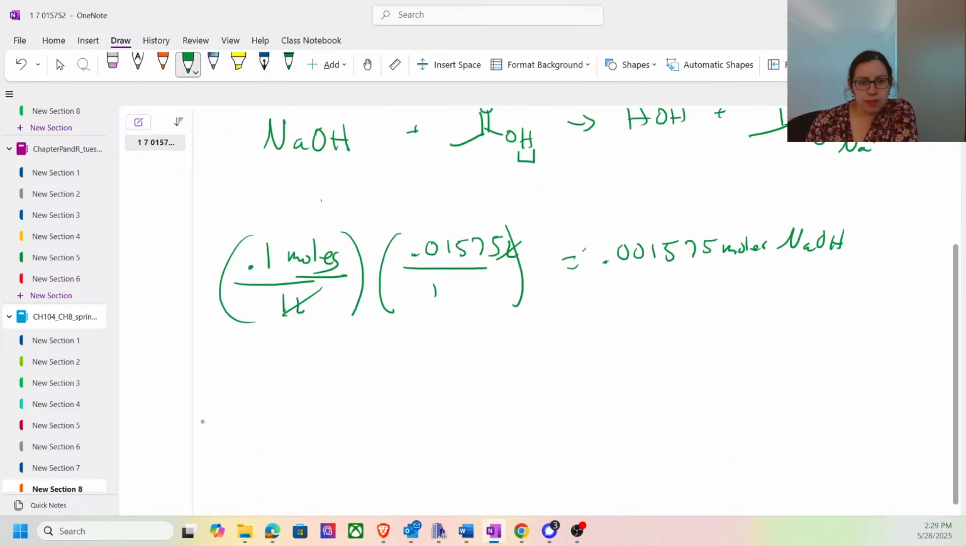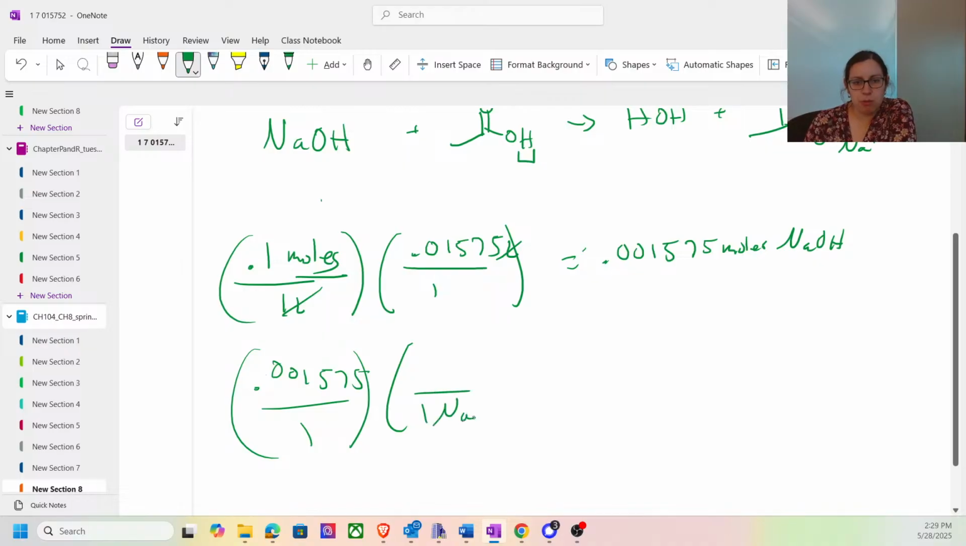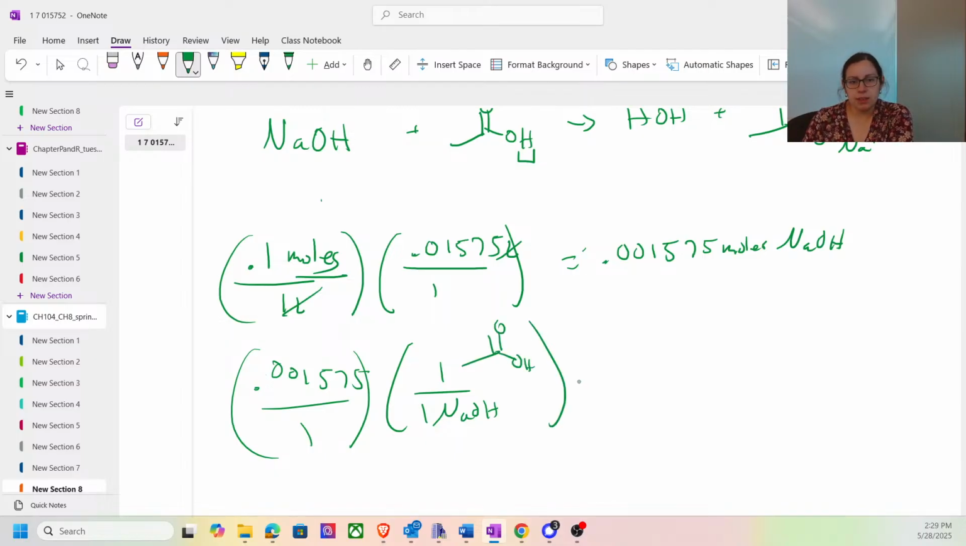For completion's sake, we'll just show that they're in a 1-to-1 ratio. So for every 1 mole of NaOH, it neutralizes 1 of our acid. So again, that's 0.001575 moles of acetic acid.